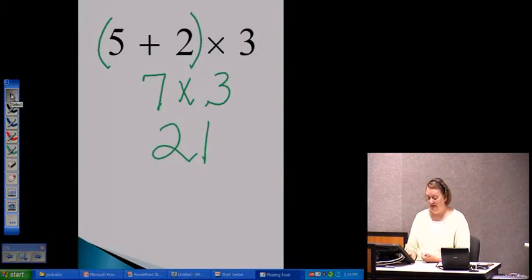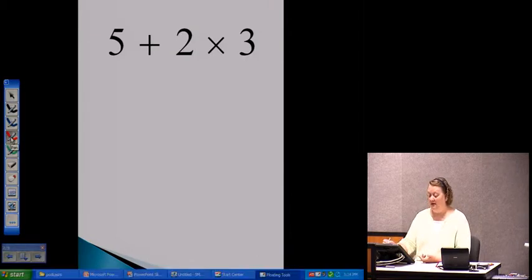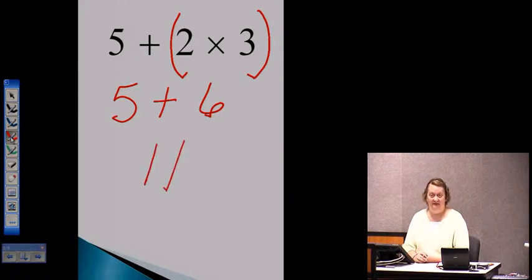Then let's look at what would happen if we did the multiplication first. If I do the multiplication first, doing the 2 times 3 first, 2 times 3 gives me 6. Then I still have the addition to do. 5 plus 6 gives me 11. Notice we don't get the same answer if we do the operations in a different order. Therefore, the order is as important as the numbers.